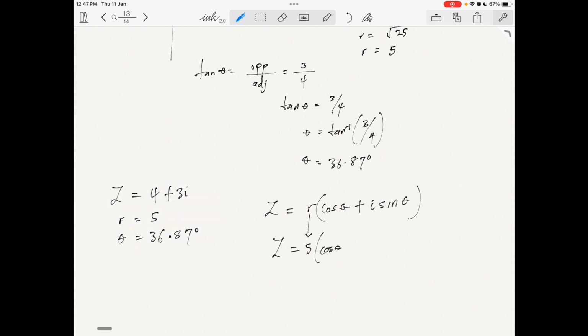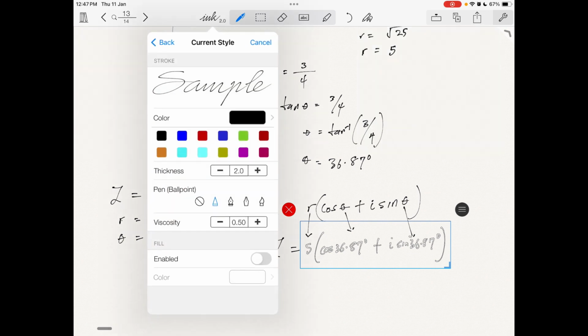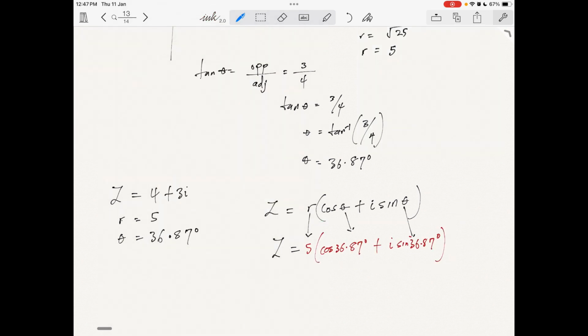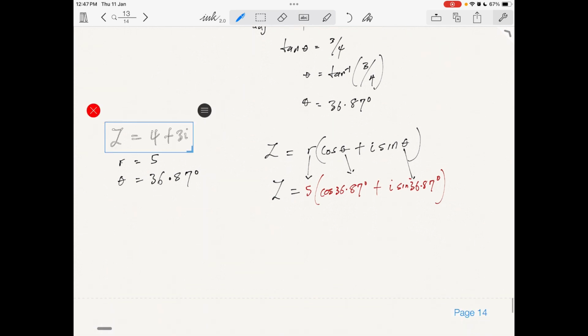cos theta, the theta is 36.87 degrees, plus i sine 36.87 degrees. Now, what we have here is the polar representation, or the polar form, of this vector, of this complex number here.